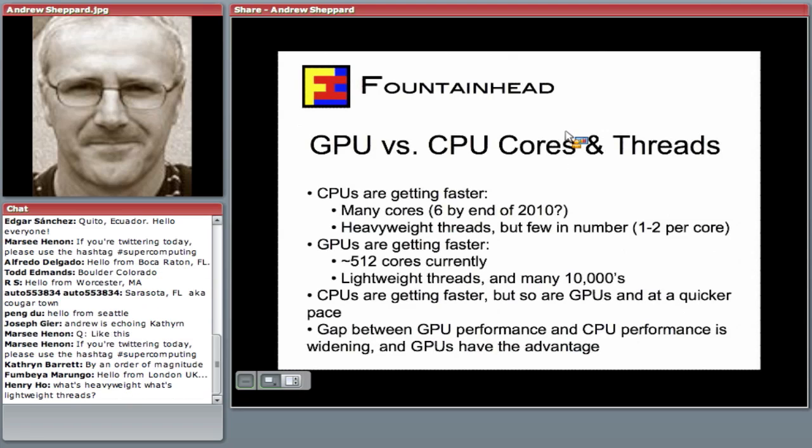GPUs are architected slightly differently. They have many more cores, and they run what's known as very lightweight threads. And so even a fairly modest GPU card, a GTX 8800, for example, from NVIDIA, will run tens of thousands of threads, or in excess of 10,000 threads. So a huge disparity in the number of concurrent computations that can be done side by side. So again, we see the issue here is that CPUs are getting faster. They are powerful processing units, but GPUs are getting faster much more quickly.